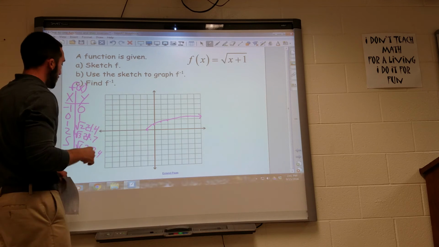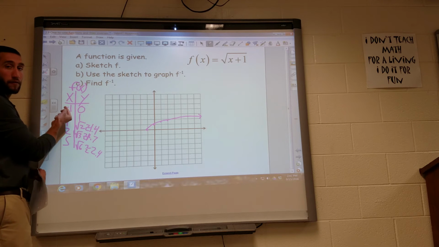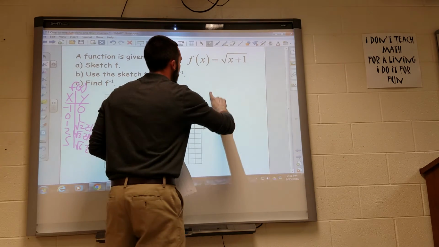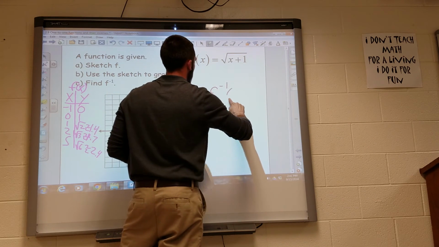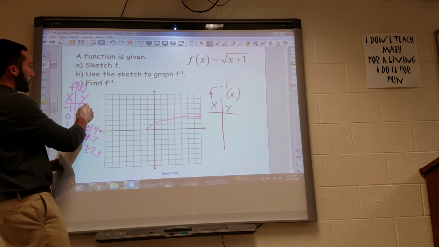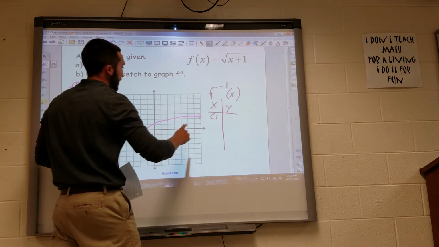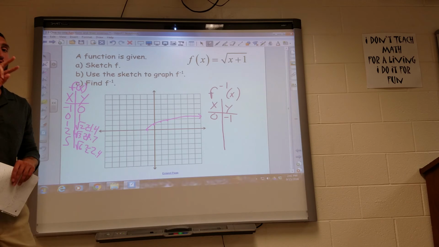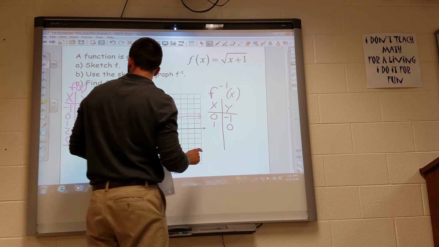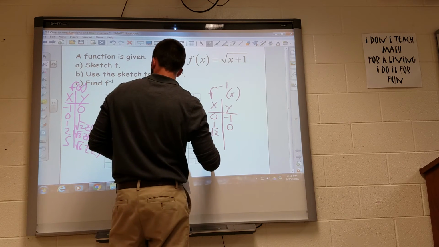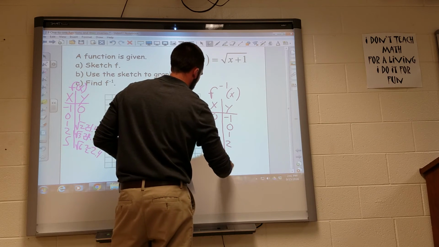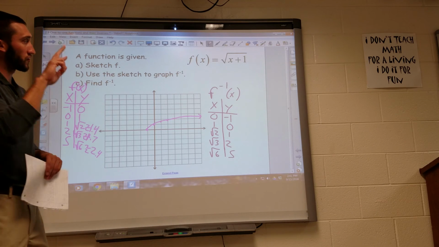So f inverse, right? Remember when I said before, if I plug a negative 1 into my f and I get a 0 back for my y, well that means f inverse, right? Now if I plug a 0 in for my x, I should get a negative 1 back for my y. So I'm just flipping the x and y. So then if I plug a 1 in for my x, I get a 0 back. If I plug a square root 2 in, I get a 1 back. Square root 3 in, I get a 2 back. And square root 6 in, I get a 5 back. Okay, so it's just the inverse.